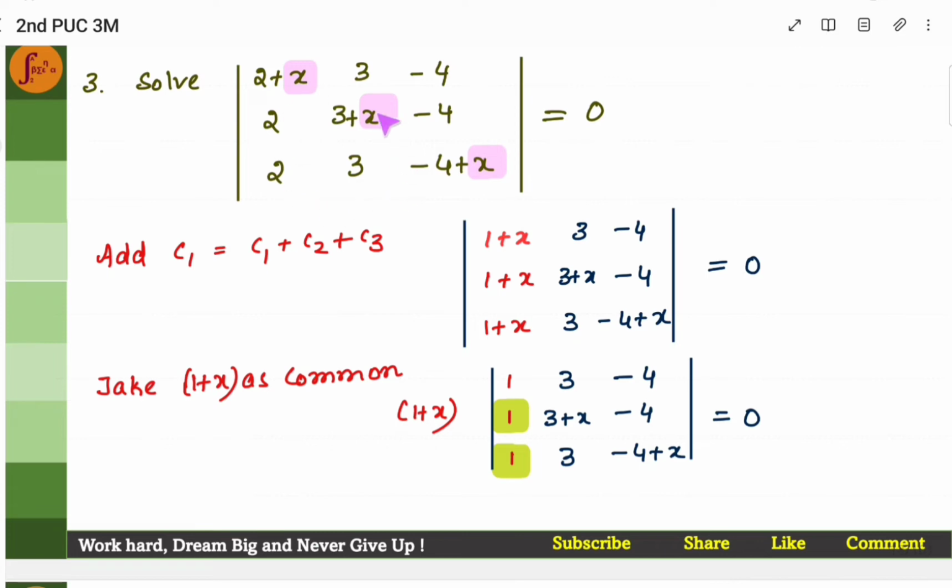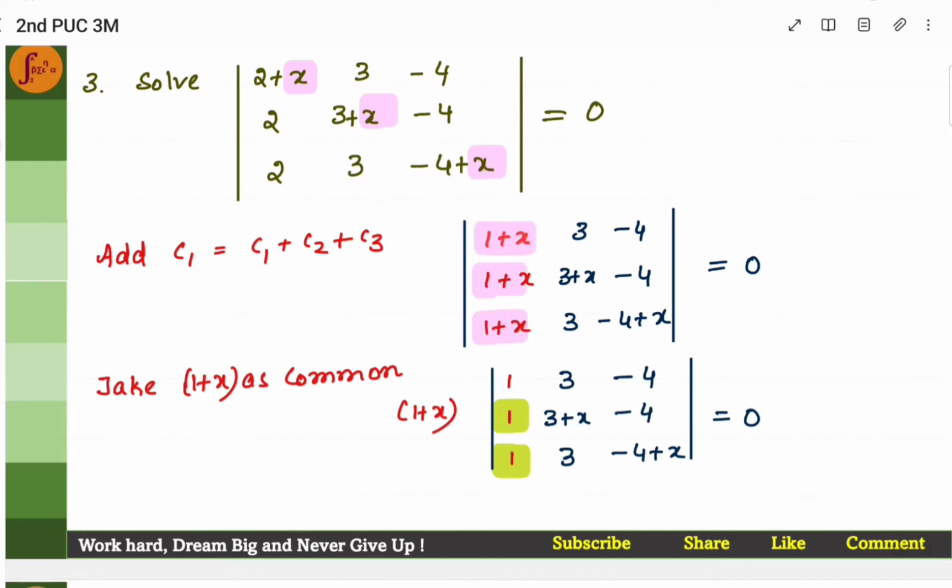Now there is a pattern here. You see every number in every element is similar. You have 2 plus x here, you have 3 plus x, here 4 plus x. Here it's 2, 2, 3, 3, 4, 4. So there is some kind of similarity or commonality. What you can do is, you can try to add all these columns. Just think, when I try to add all these columns, I'll get a common element. 2 plus x plus 3 minus 4, I'll get 1 plus x. 2 plus 3 plus x minus 4, I'll get 1 plus x. Again, 2 plus 3 plus x minus 4, I'll get 1 plus x. So I have common element.